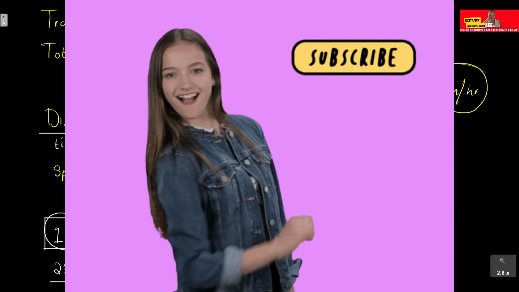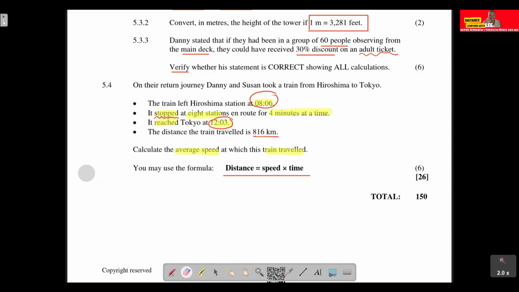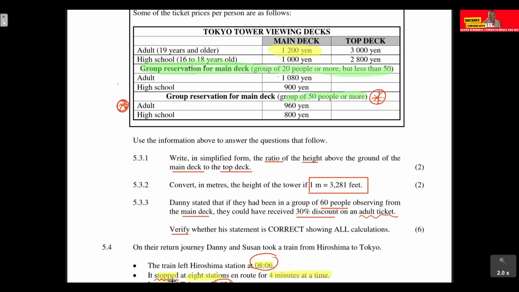Okay, so what's important when it comes to this question is that you take note of the time that the train spent not moving, the stopping time. Because we can't just say, okay, the train just traveled from this time to that time, and then punch that value into the formula to determine the speed, without taking into consideration this stopping time that was given to us. So that was very important for this question.